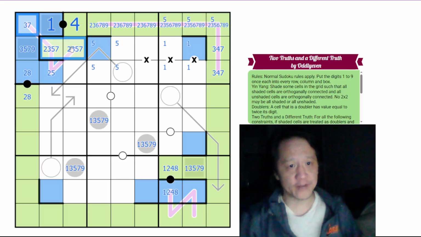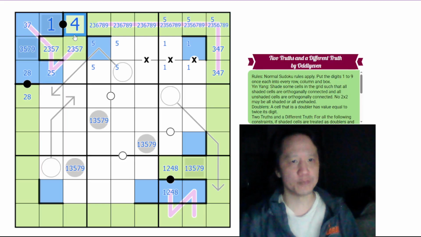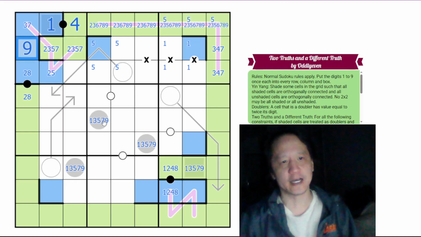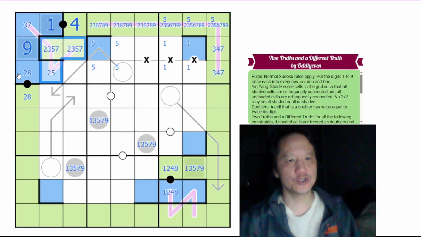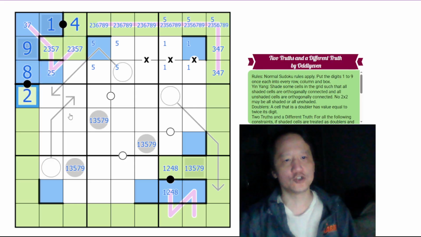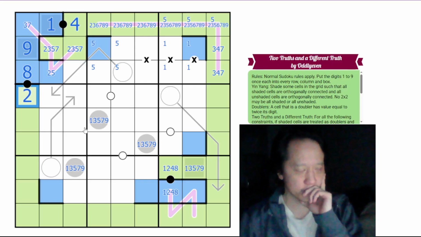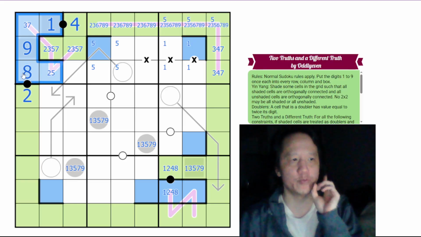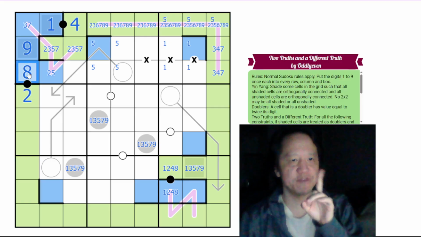This 2, 3, 5, 7 quadruplet in this box eliminates 2, 3, 5, 7 in the rest of the box. So this can't be 3, 5, or 7. It's 9. It also removes 2 in the rest of the box. So this is 8 and 2. Therefore, in the case of blue being shaded, this would be value 16, and this would be value 2.